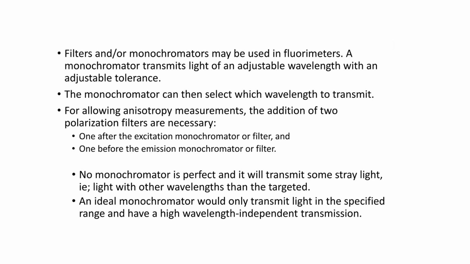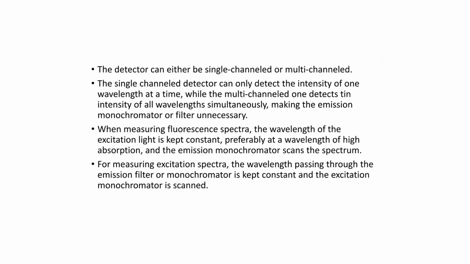No monochromator is perfect, and it will transmit some stray light, that is, light with other wavelengths than the targeted wavelength. An ideal monochromator would only transmit light in the specified range and have a high wavelength independent transmission. The detector can either be single channeled or multi channeled. The single channel detector can only detect the intensity of one wavelength at a time, while the multi channel detector detects intensity of all wavelengths simultaneously, making the emission monochromator or filter unnecessary.